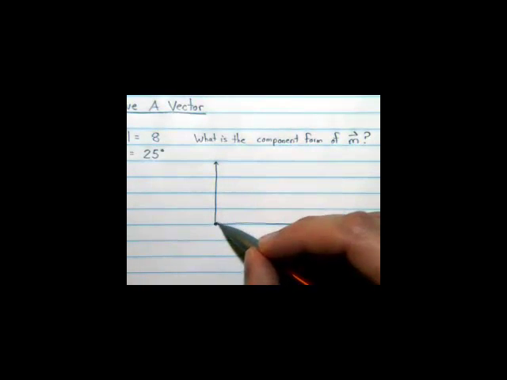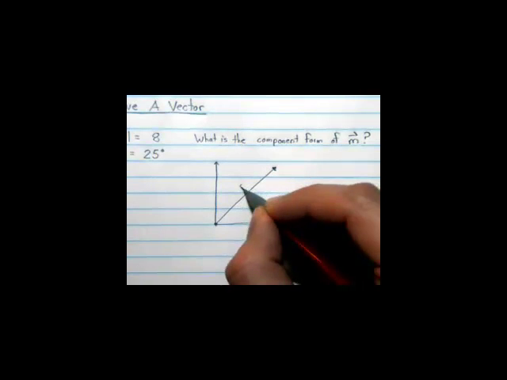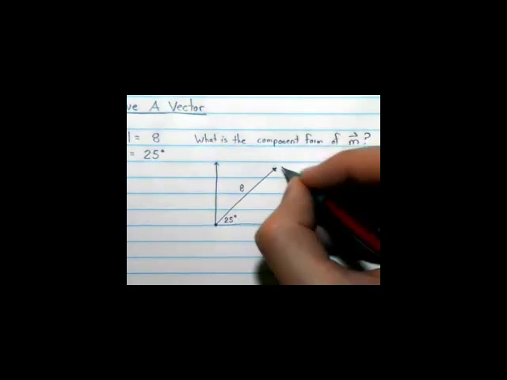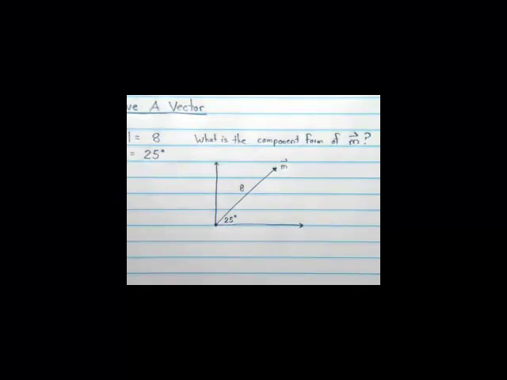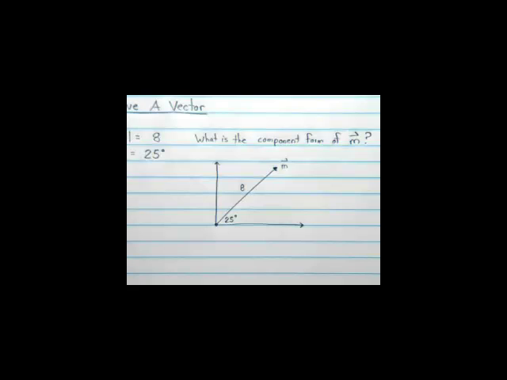The length of the vector is 8, so it's coming up like this. It's got a length of 8. And the angle at which it's coming up is 25 degrees. Okay, so here's our vector m. The component form is x and y. Basically, I want to know what are the coordinates of the little point where the arrowhead is.